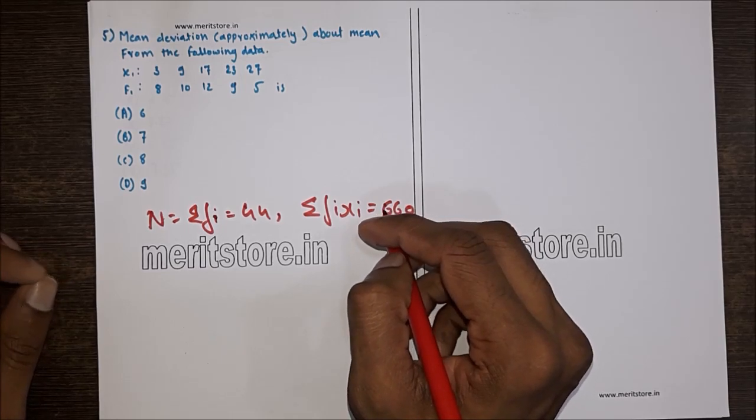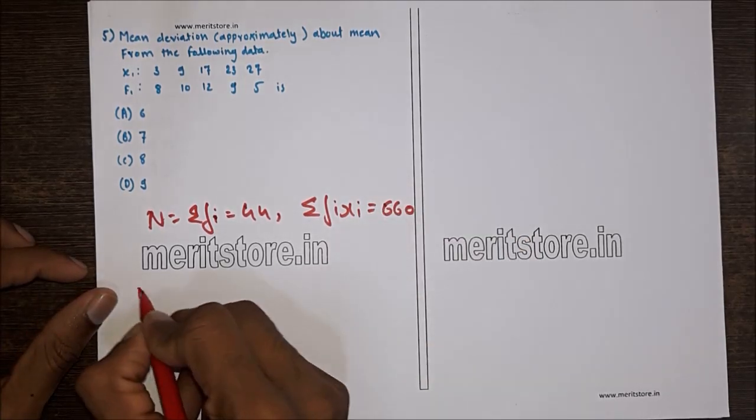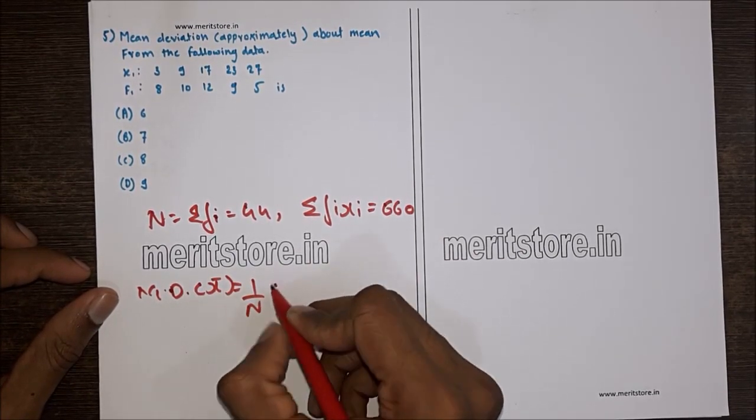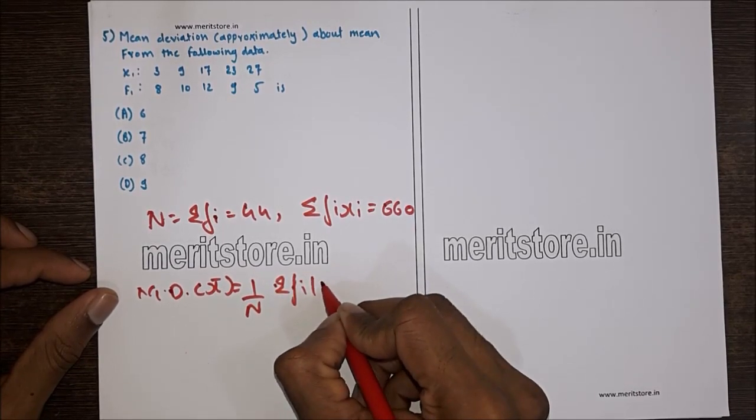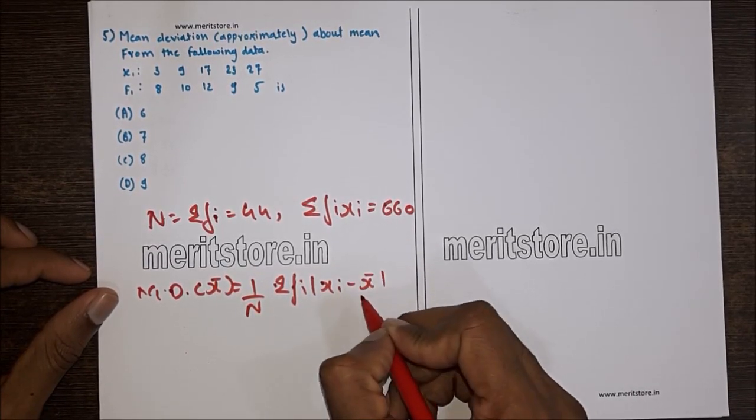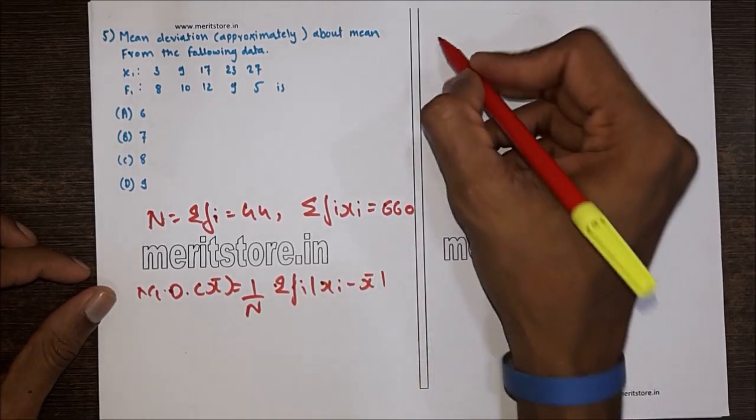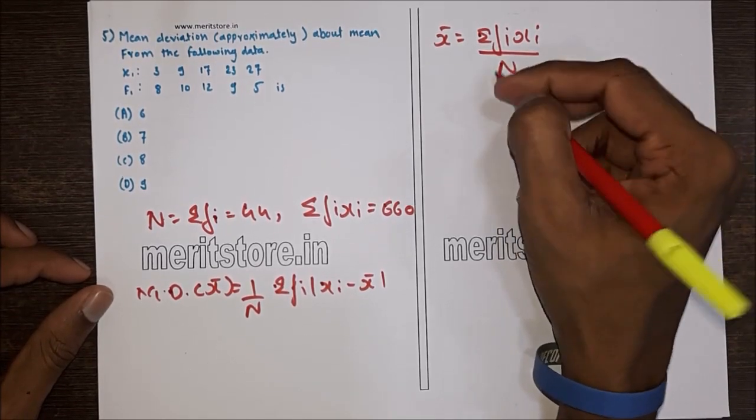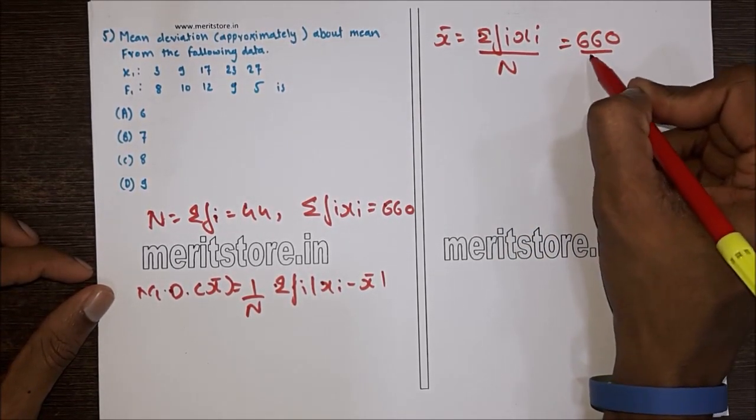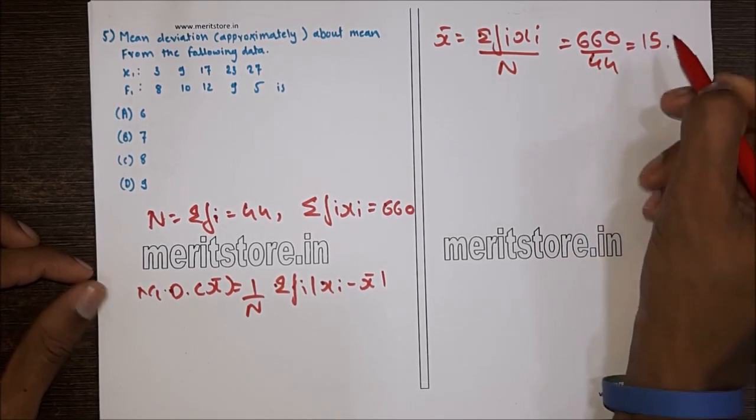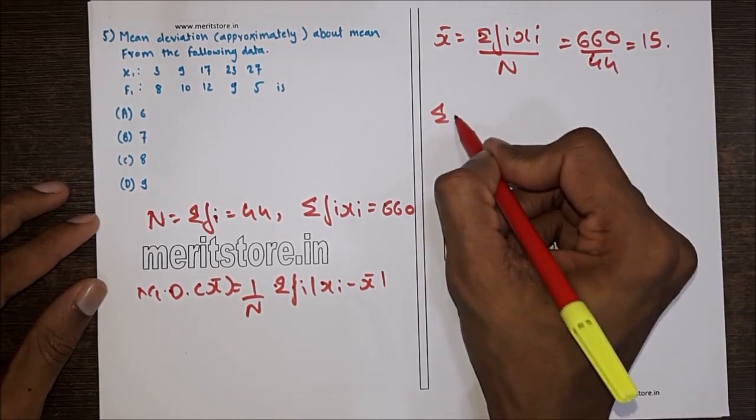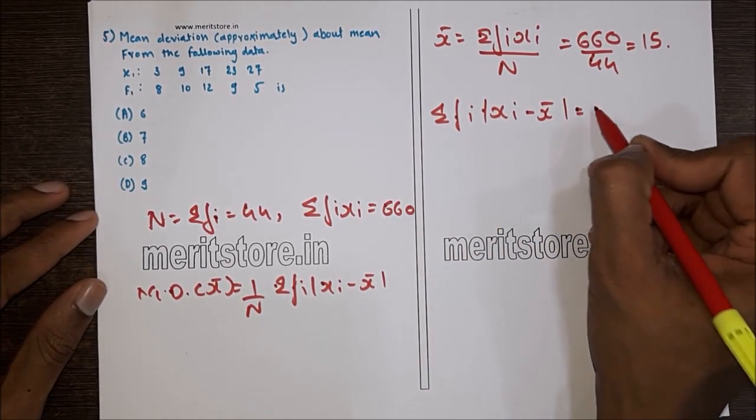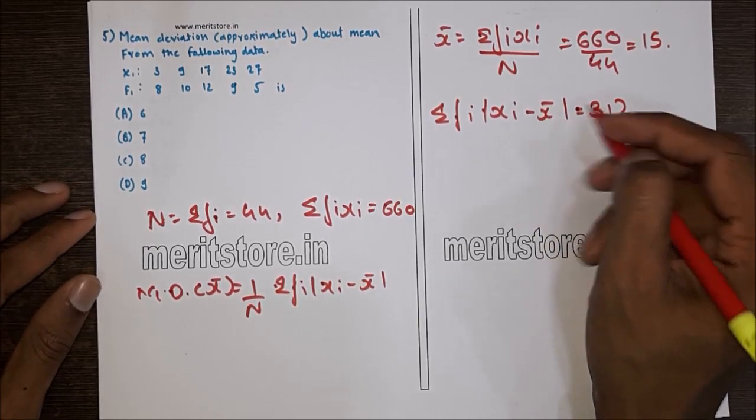So we have the mean deviation formula, that is MD equal to 1 by n summation of fi mod of xi minus x bar. So we find the values for this. We have x bar equal to summation of fi xi upon n, which is equal to 660 upon 44, which is equal to 15. So we find summation of fi mod of xi minus x bar, which we get equal to 312. When we substitute all the values, we get 312.